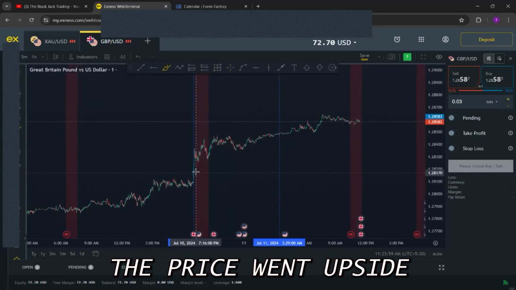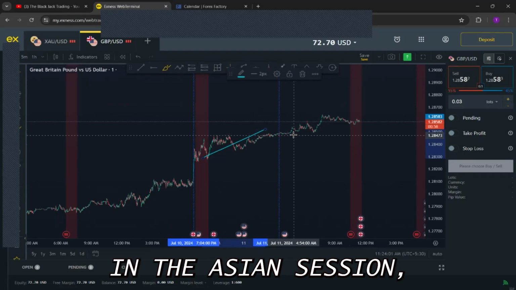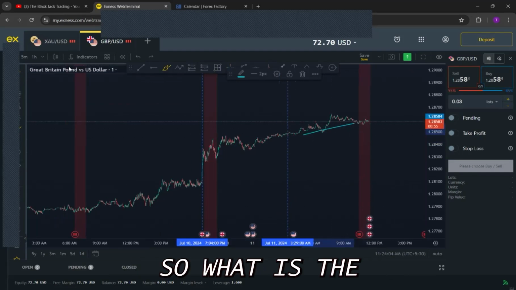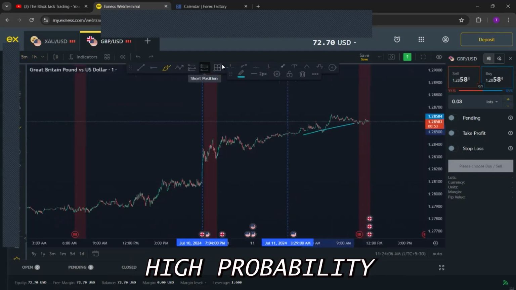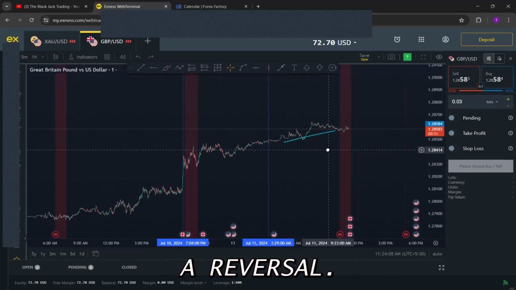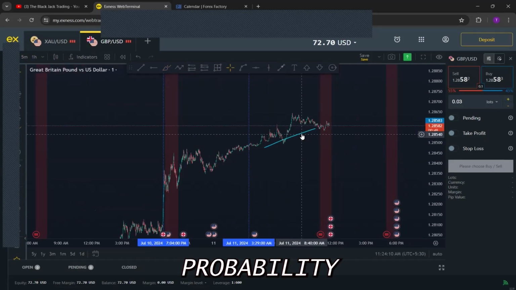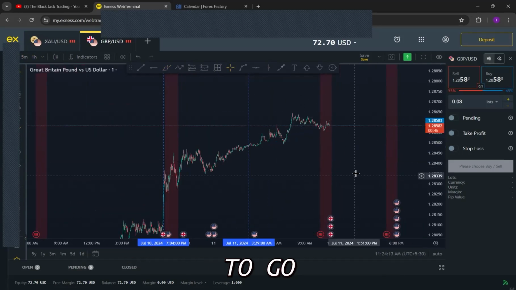In the New York session, the price went upside. In the Asian session, the price went upside. So what does it say? It says that the high probability is that the third session can be a reversal. The third session has a high probability of reversal. That means the price has the potential to go towards the downside.